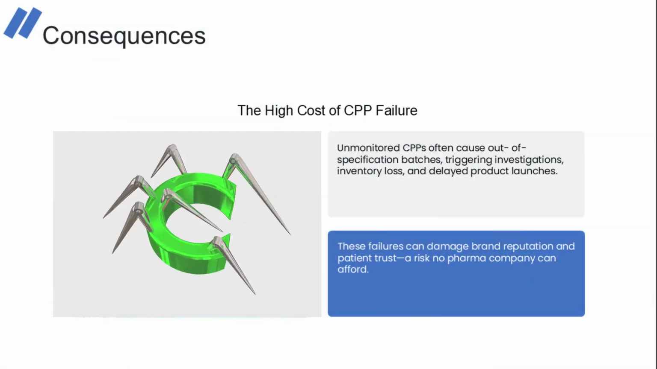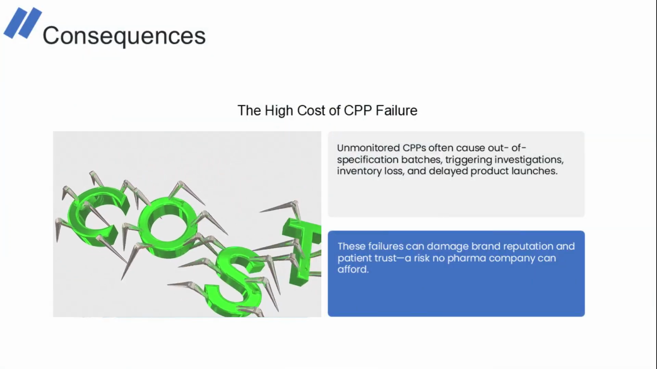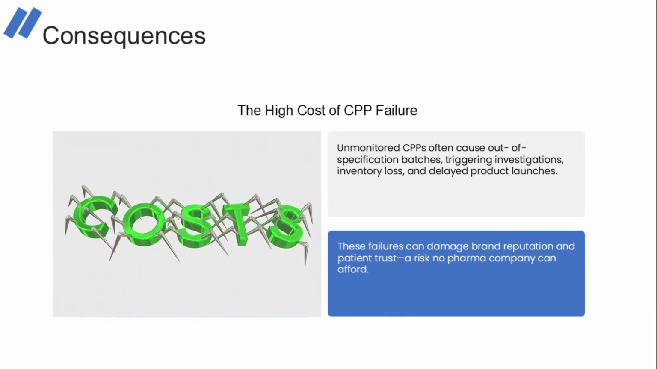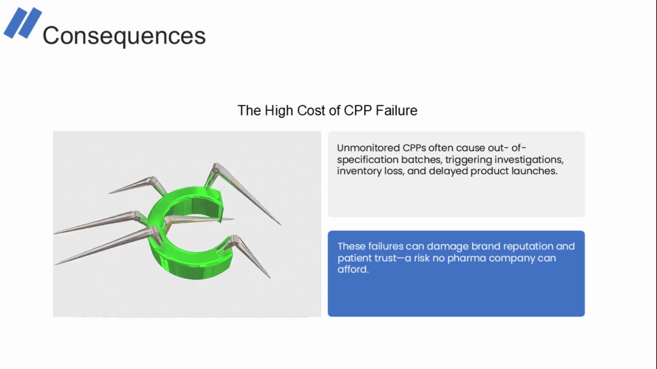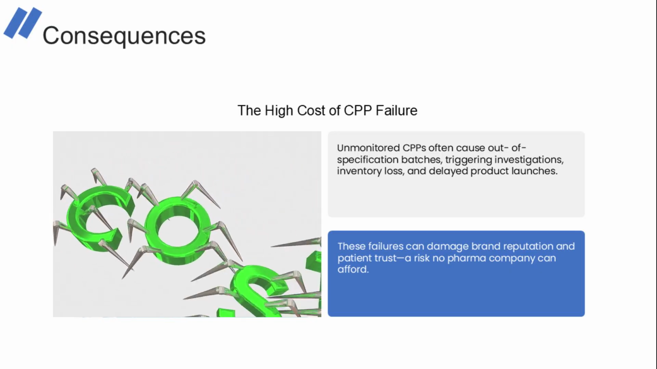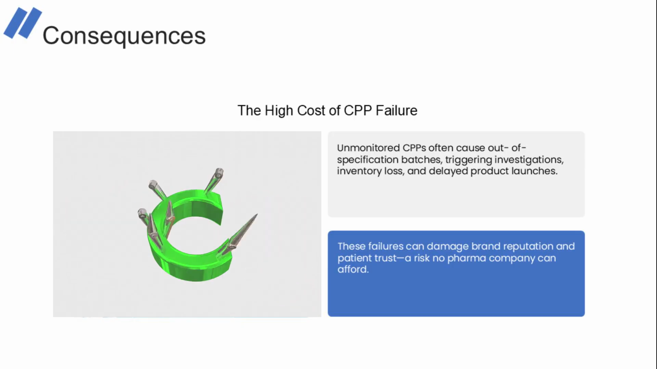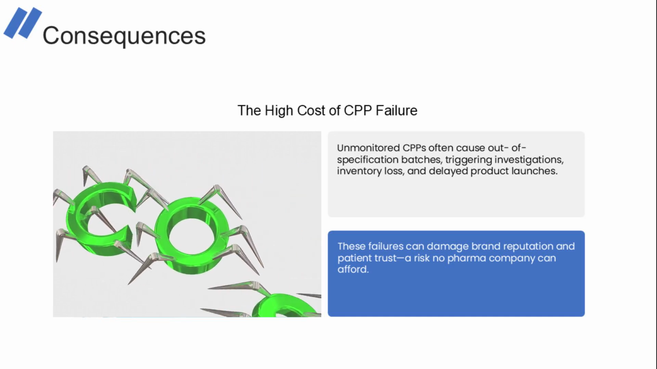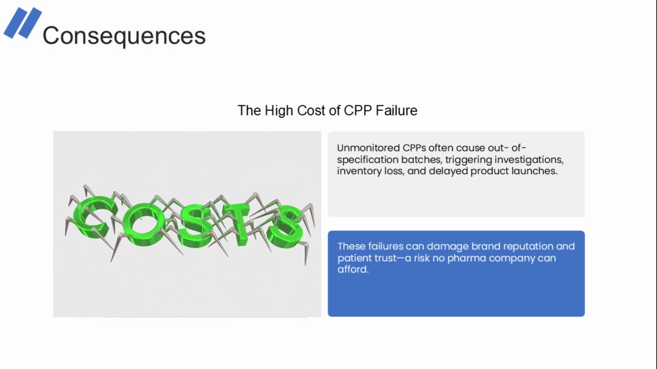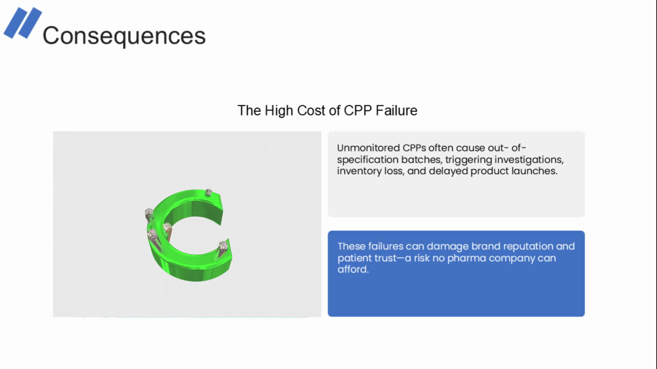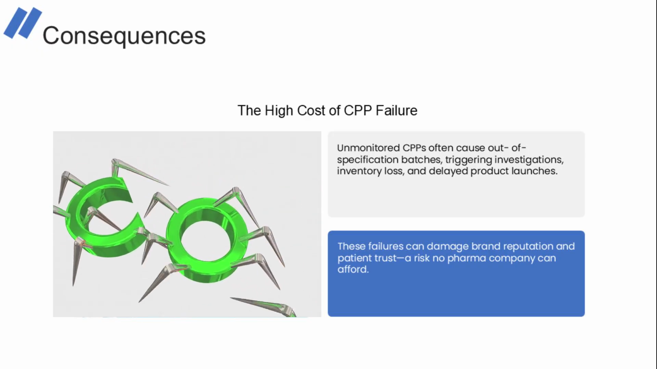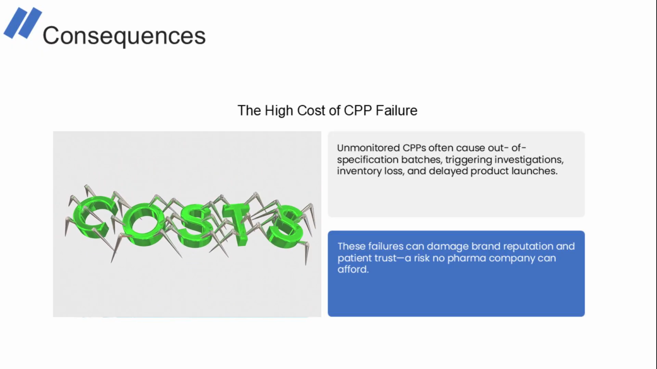Let's explore the consequences of neglecting critical process parameters, CPPs. When CPPs are left unmonitored, batches can fall out of specification, triggering costly investigations, wasted inventory, and delays in product launches. The financial impact is significant, but the reputational damage and loss of patient trust can be even more devastating, risks no pharmaceutical company can afford. This is why rigorous monitoring and control of CPPs is essential, not just to maintain product quality, but also to protect a company's credibility and ensure patient safety.